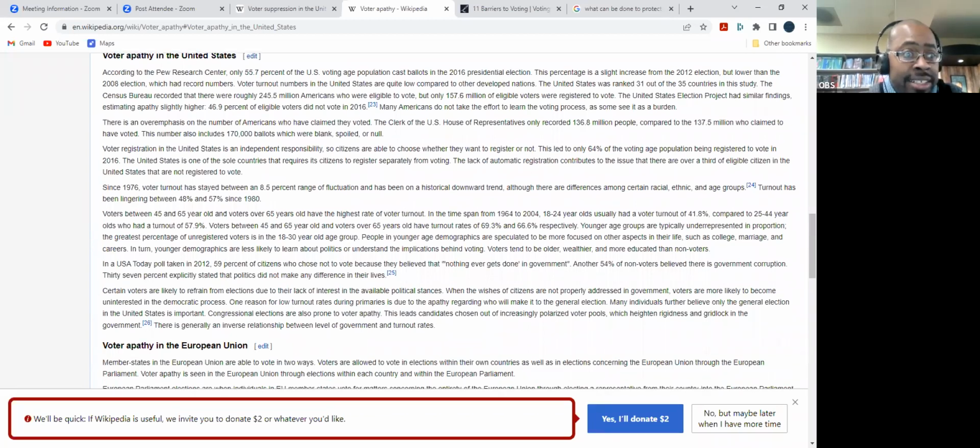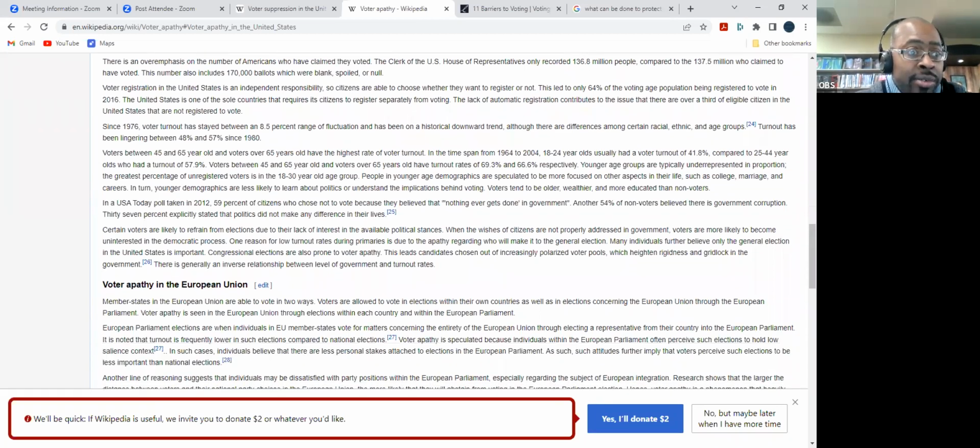Since 1976, voter turnout has stayed within an 8.5% range of fluctuation and has been a historical downward trend, although there are differences among certain racial, ethnic, and age groups. Turnout has been lingering between 48 and 57% since 1980. Voters between 45 and 65 years of age and voters over 65 have had the highest rate of voter turnout.